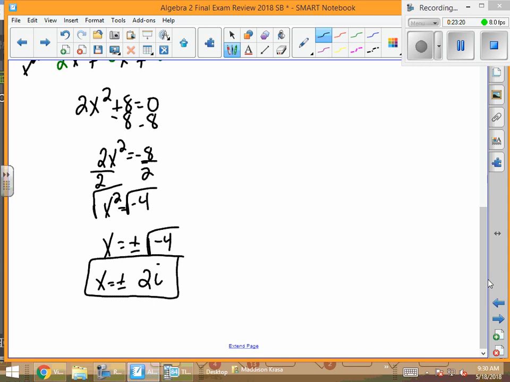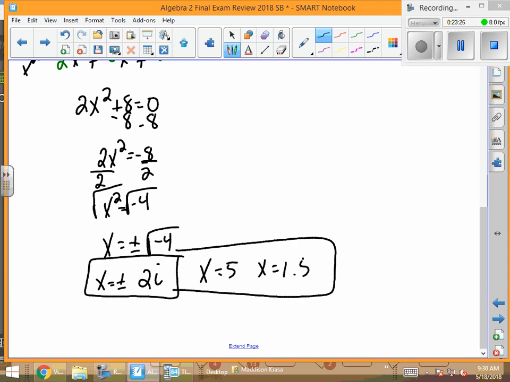So we know that we started with x equals 5 and x equals 1.5 as well. So 1.5 and 5 were our original roots. And then we also found 2 complex roots of plus and minus 2i.